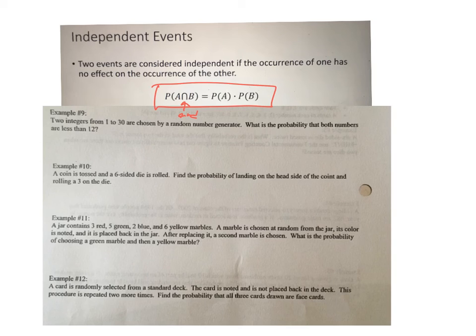Example 9, there are 11 numbers that are less than 12 out of 30 times 11 out of 30, and we get 121 out of 900. Example 10, probability of landing on the head side of a coin and rolling a 3 on the die. Well, there's a 1 in 2 chance that we get a head, and there is a 1 in 6 chance that we roll a 3, so we get 1 out of 12 for the probability.